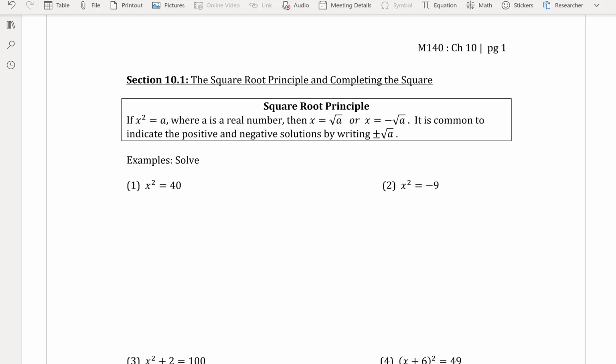So if x squared is equal to a, where a is a real number, then x is equal to the square root of a or the negative square root of a. So it's common to indicate the positive and negative solutions by writing plus or minus the square root of a.